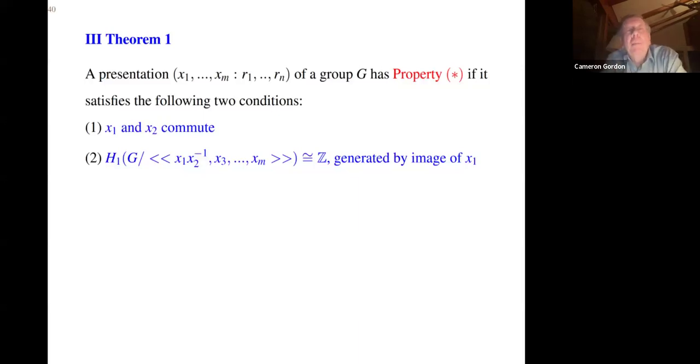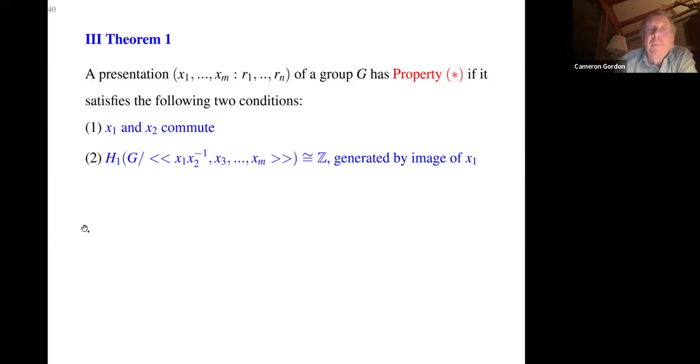Okay, so I'm going to say that a finite presentation of a group G has property star if it satisfies the following two conditions. So we've got M generators. So the first two commute, x1 and x2 commute. And then the second condition is just about what happens when you abelianize the group. Namely, if you abelianize the group and kill all the generators except x1 and x2, and you set x1 equal to x2, then you get Z, generated by the image of x1.